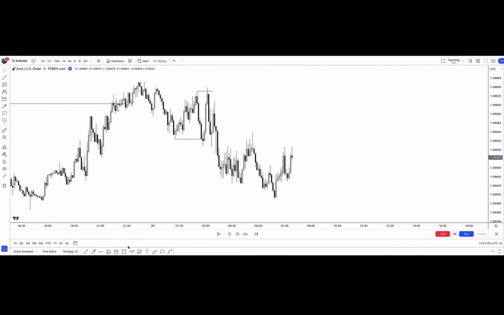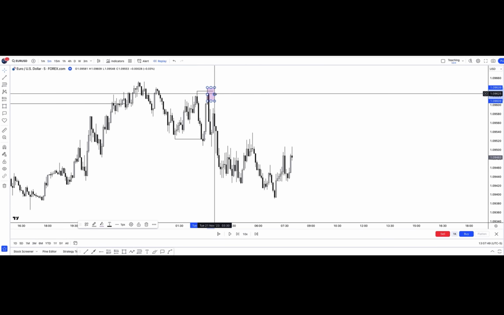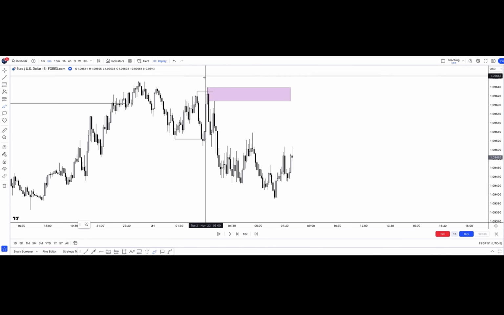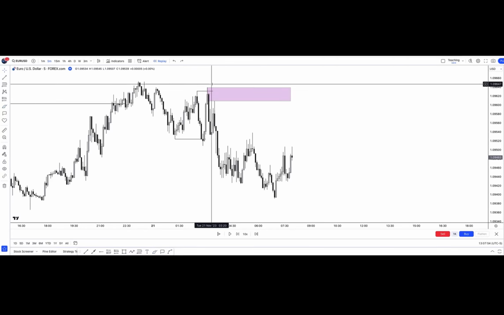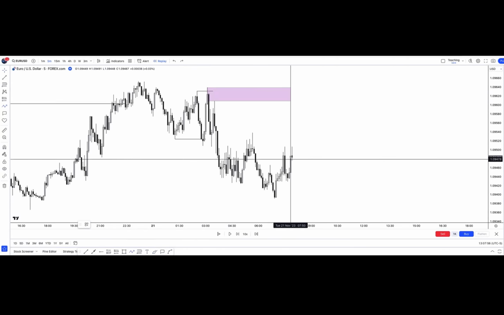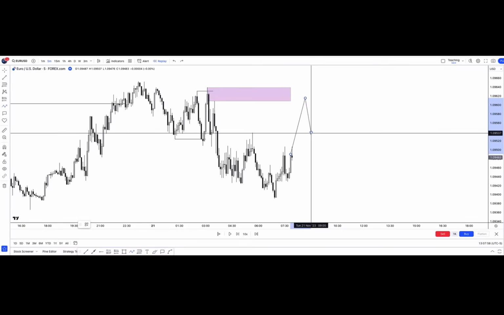This is in London. What is of interest to me right away is anything above this inducement high. Why? Because this is now a liquidity block, which tells me there's no liquidity above this high, so we can expect price to bump its head in there and we'll get reactions.